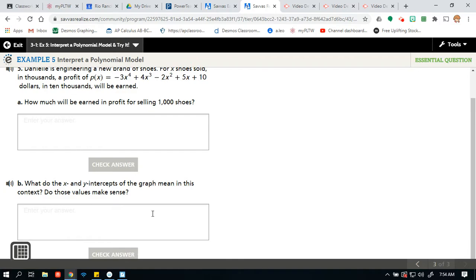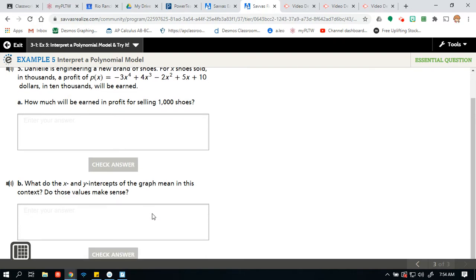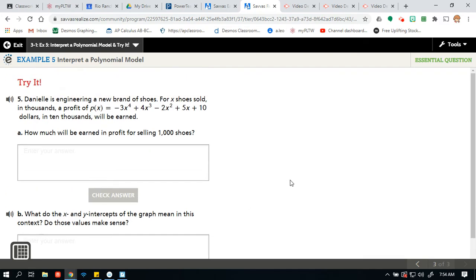All right, so you try it. Danielle is engineering a new brand of shoes. For x shoes sold, in thousands, a profit of P of x equals negative 3x to the fourth plus 4x cubed minus 2x squared plus 5x plus 10, in 10,000s, will be earned. How much will be earned? And what do the x and y intercepts of the graph mean in this context, and do we actually include them in the domain and range?